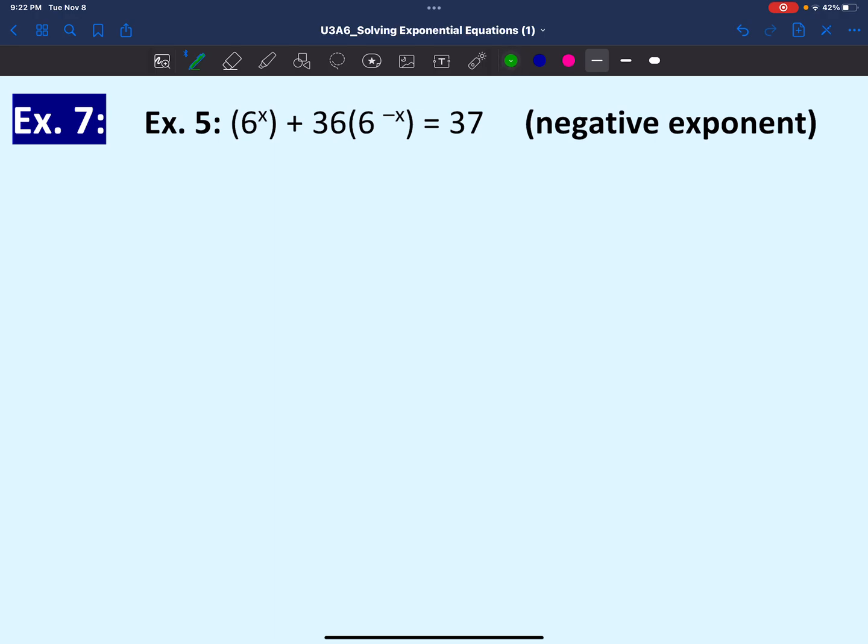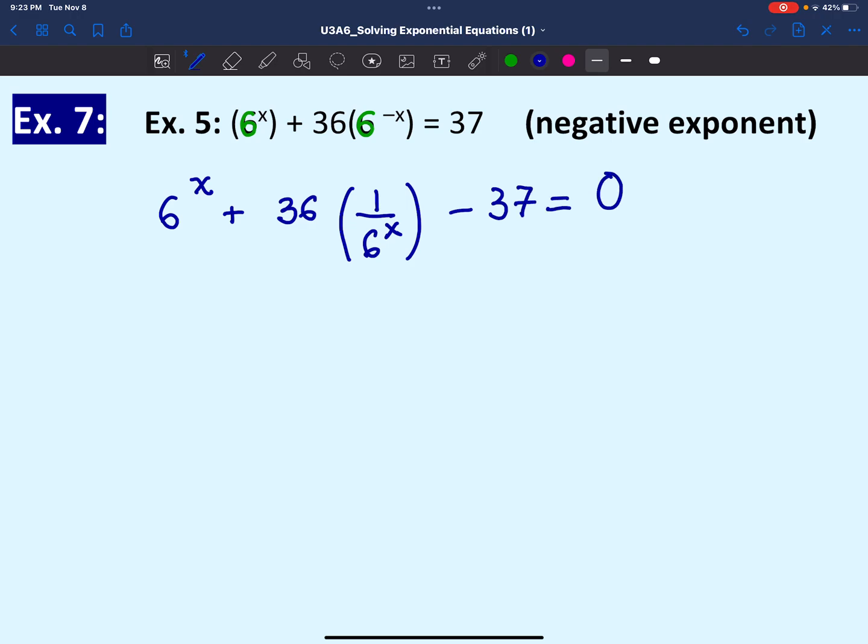But I'm very happy to see that the bases in the exponential parts are the same, so I don't need to do any work there. So I will rewrite this equation as 6 to the power of x plus 36, and here 6 to the negative x will be in the form 1 over 6 to the x, and I will bring 37 to the left side because this will be a quadratic equation.